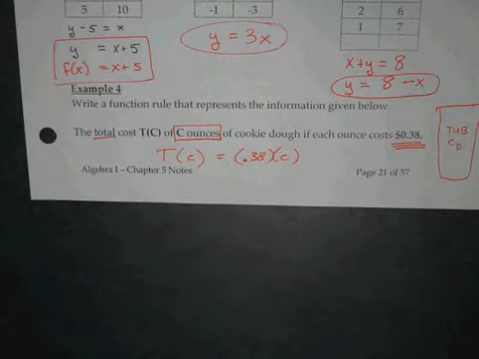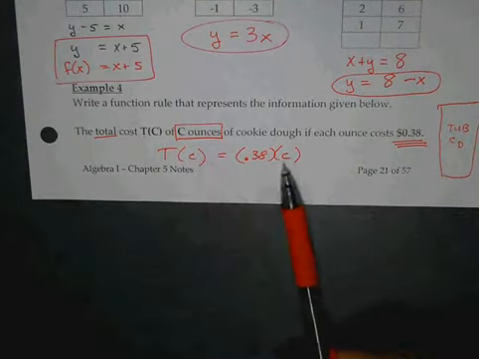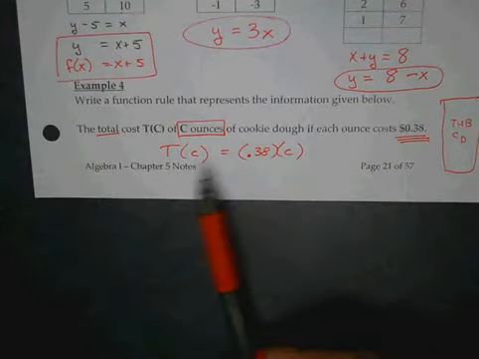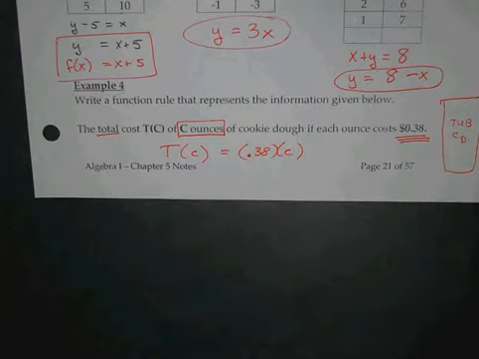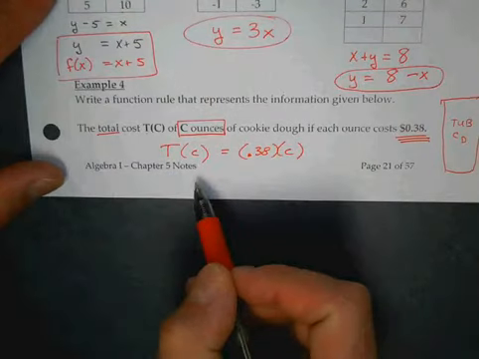If you said x is the cookie dough, then you'd have T of x. If you said A was the cookie dough, you'd have T of A. So depending on what we have there, that's going to be a function.